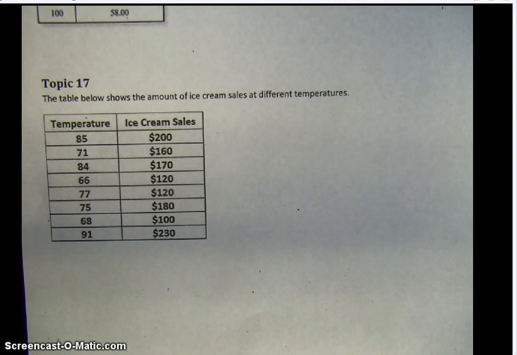And this one is just pure fun. We've been talking about temperature versus ice cream sales for months when we talk about positive correlation, and I found this and I just think it's hilarious. So if you're into some hilarity and you love ice cream, this is the topic for you.